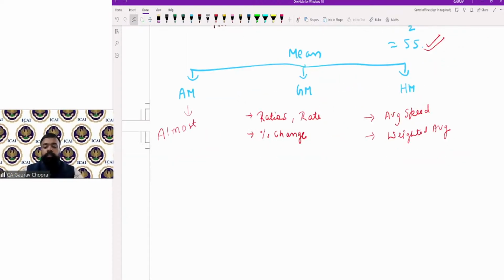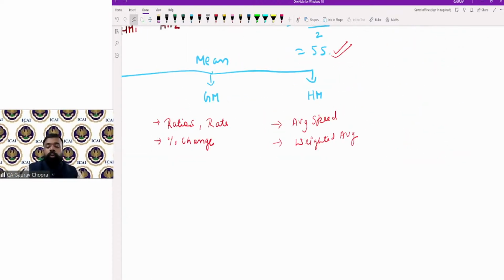Now, there is one more formula, the shortcut formula for HM, but it is applicable only for two observations. If there are only two observations, then HM is equal to 2AB upon A plus B, where A and B are the two observations. So HM is equal to 2AB upon A plus B. All right.